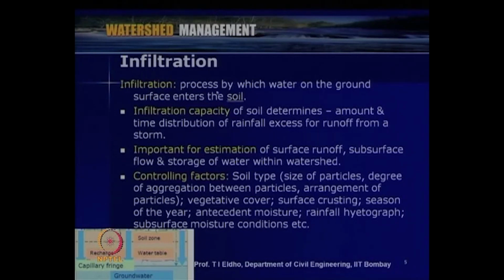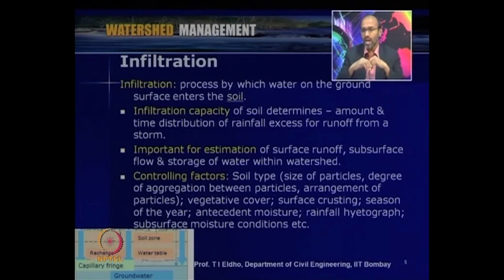Infiltration is the process by which water on the ground surface enters the soil, as we already saw earlier. Then the infiltration capacity of soil determines how much water is infiltrated down, and the time distribution of rainfall excess for runoff from a storm. Accordingly the infiltration capacity varies, and it is very important to estimate the infiltration within the context of surface runoff, and also the availability of subsurface water. So, subsurface flow and storage of water within the watershed depend upon the infiltration.